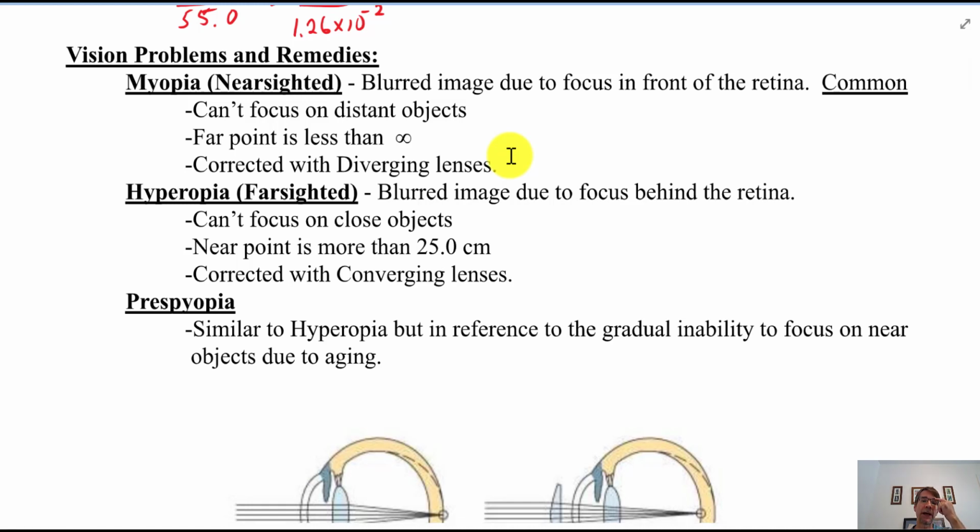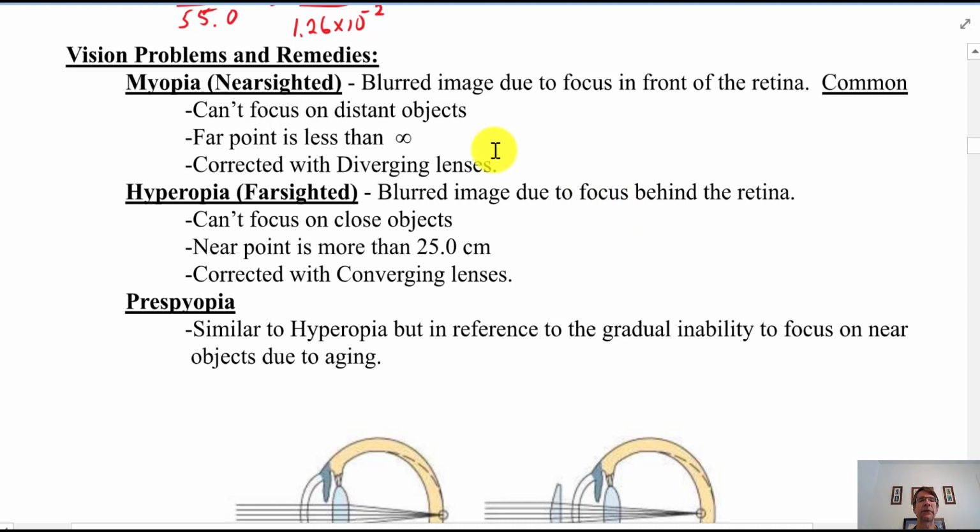So then we have hyperopia, farsightedness. That means you can see far but not near. It's not as common in young people. So that's when you have a blurred image for something that's close. It's because the eyes are causing the light to focus behind the retina.